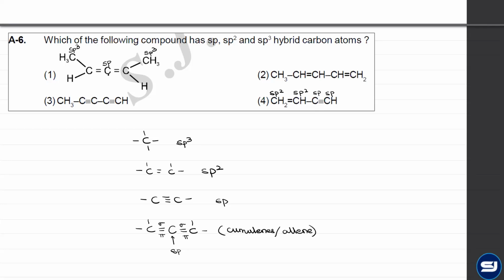So in cumulenes, the central carbon is sp, and the carbon atoms on either side with only one double bond would be sp2. So the answer is the first one. Clear? Yes, sir.